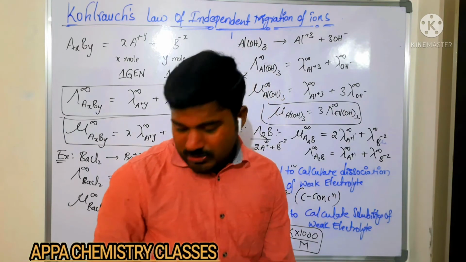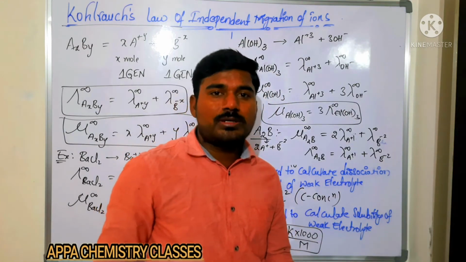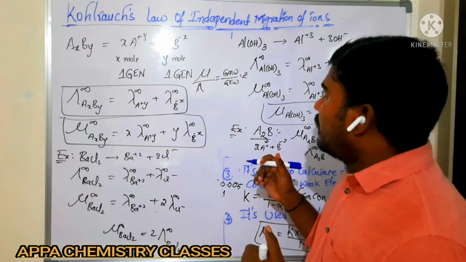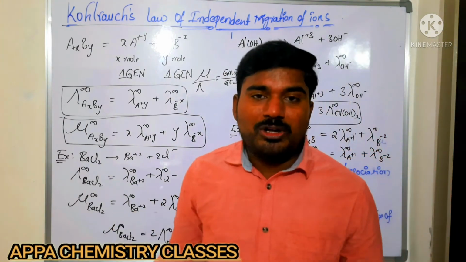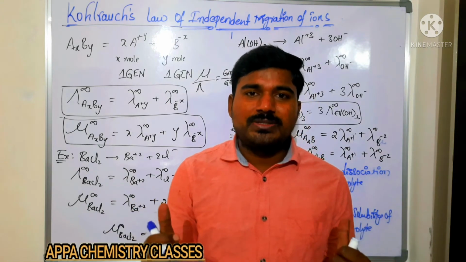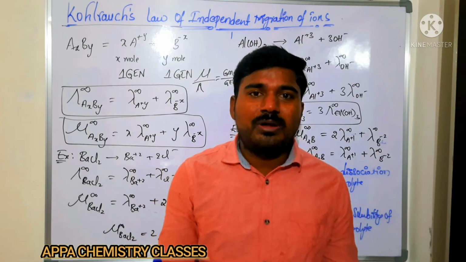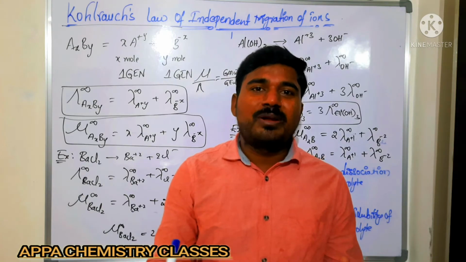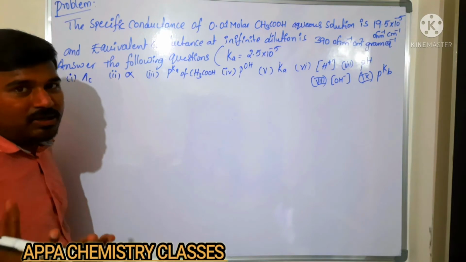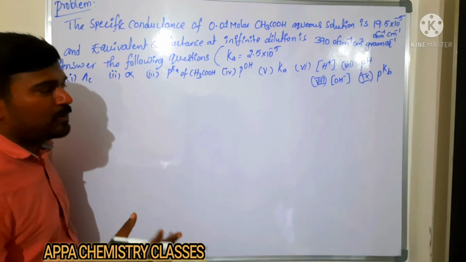Is that clear? So this is Kohlrausch's law, which is very, very important from the board exam point of view as well as the objective point of view also. So from this we are going to get a number of problems. So those problems we are going to see now. Is that clear? Yes. Continuation to Kohlrausch's law, in that problems.